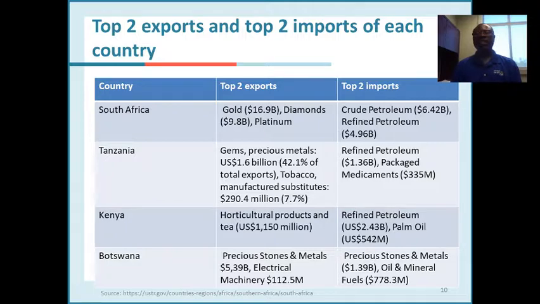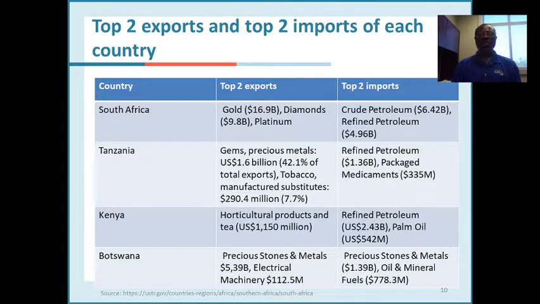For the major imports, South Africa imports crude petroleum oil and refined petroleum oil. It will be the only country among these ones that imports crude oil because it has refineries. The other countries don't have refineries, so they always import refined petroleum. Tanzania imports refined petroleum and packaged medicaments. Kenya imports refined petroleum and palm oil. Botswana imports precious stones and metals.